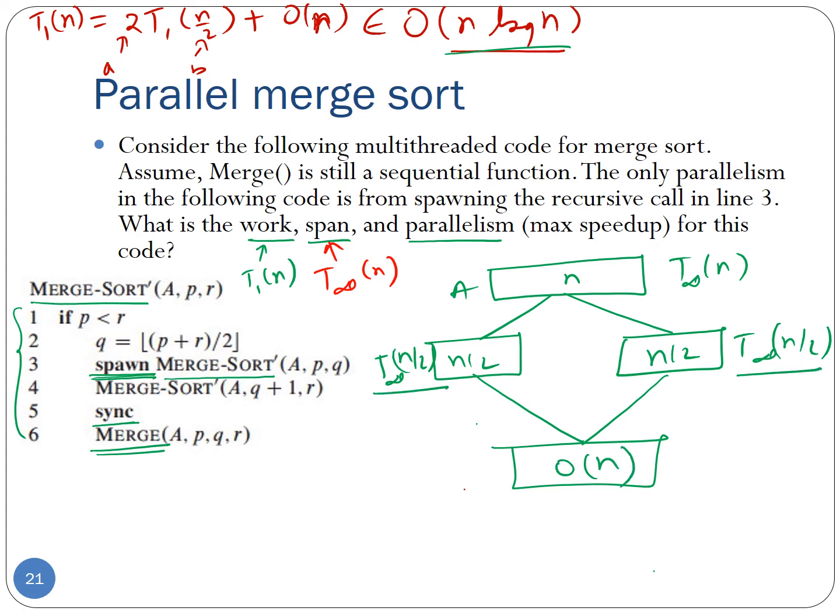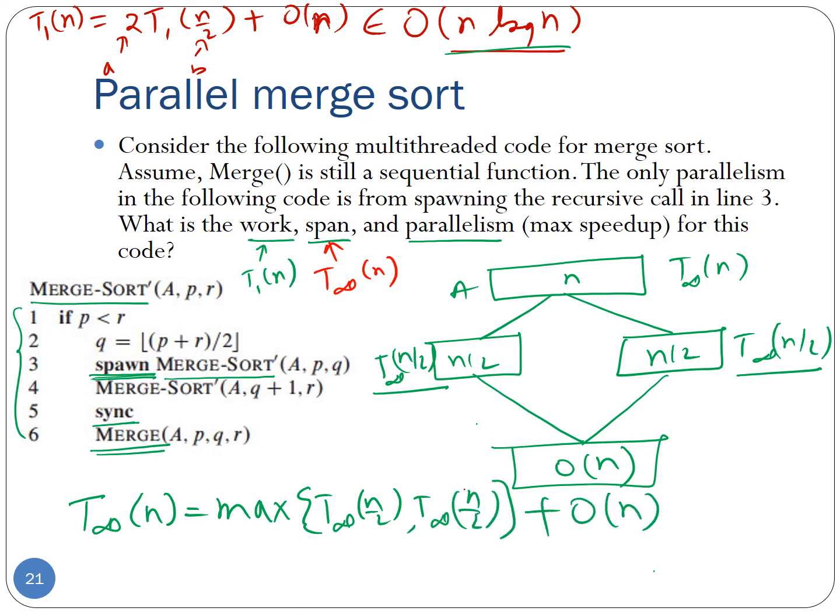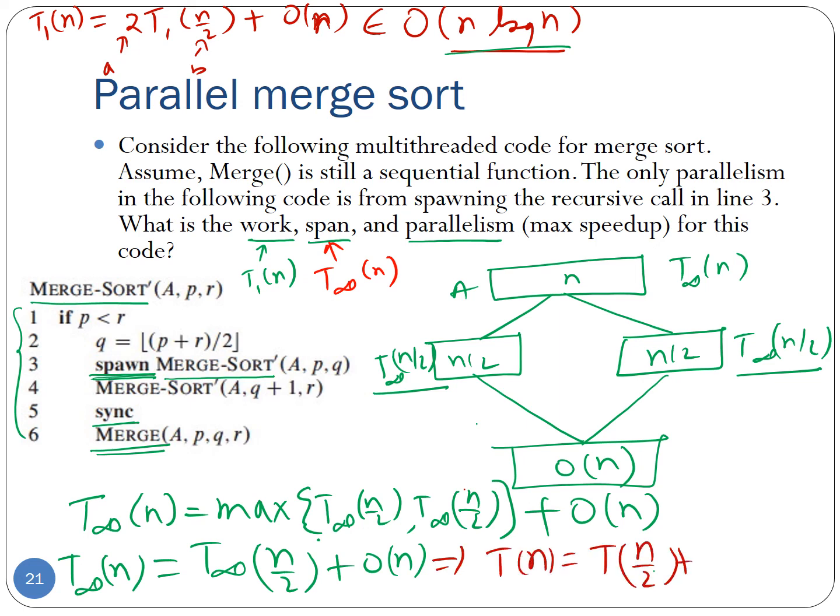Because these two halves happen in parallel, the total time, T infinity of n, is going to be the max of T infinity of n/2 and T infinity of n/2. This is not going to add up, and plus you have to do the final merging step, which is order n. The max of these same terms is simply T infinity of n/2, plus O(n). So this is your recurrence, which is basically the same as T(n) = T(n/2) + O(n). From the master method, you can see that this is simply big O of n. So basically the span T infinity of n is simply big O of n.